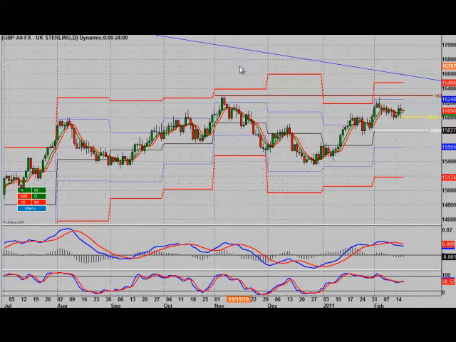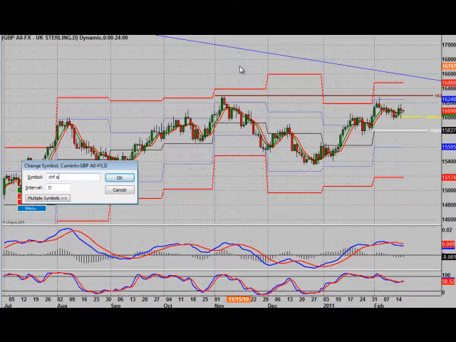Next market we're looking at would be the chief here, dollar chief.